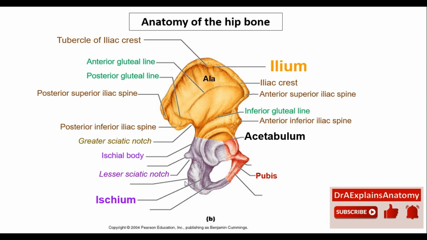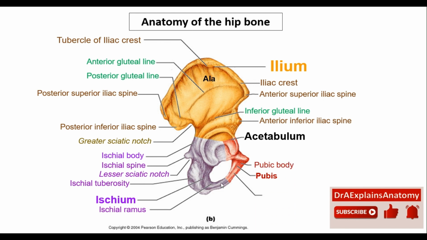This is the ischial body. This is the ischial spine. The ischial spine separates the greater sciatic notch from the lesser sciatic notch. This is the ischial tuberosity. This is the ischial ramus. Ramus is like an arm-like projection.